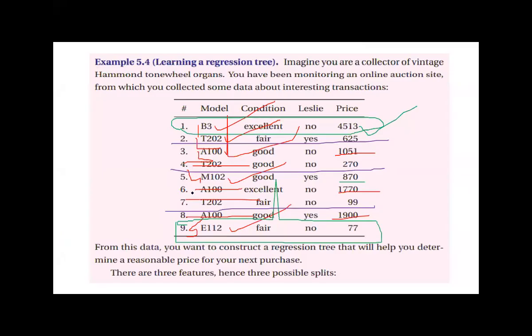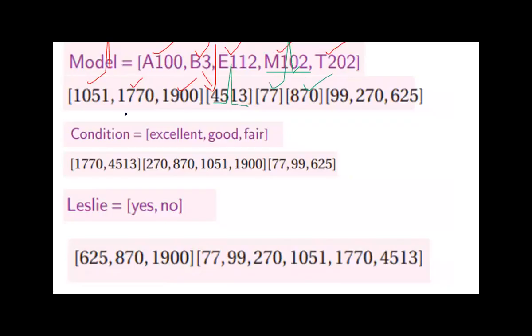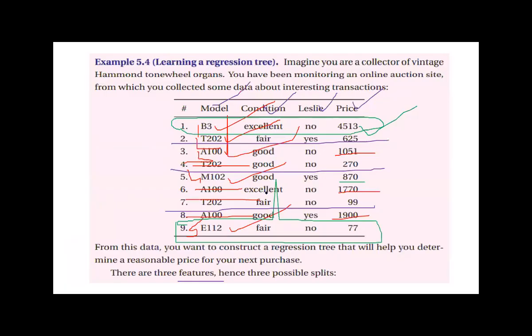Here we have only 3 features: model, condition, and last line. Price is the target variable. So model, condition, last line are taken as features here, my dear friends.